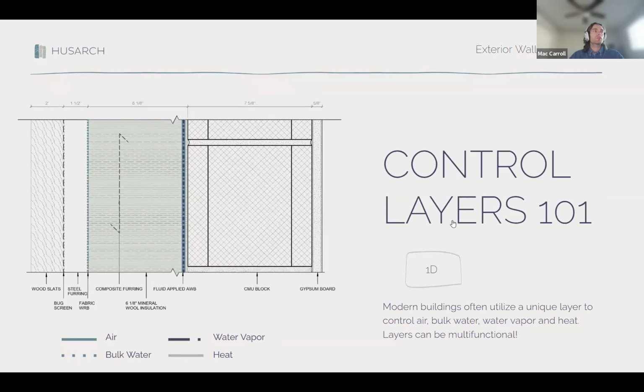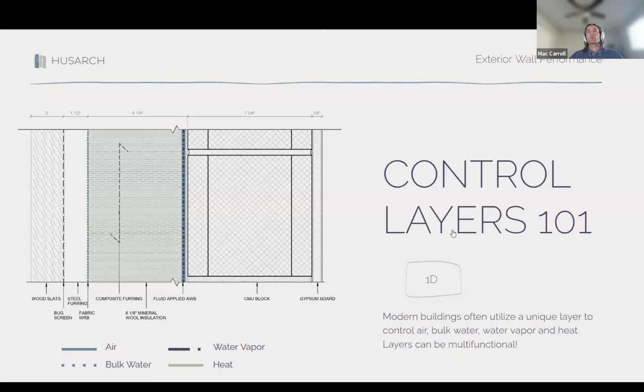In order to set the stage for the study that we did, I want to give a brief introduction to a little bit of building science, not too much, but also just enclosure work and how to best gauge what a good enclosure does. So in this case, control layers are super important.